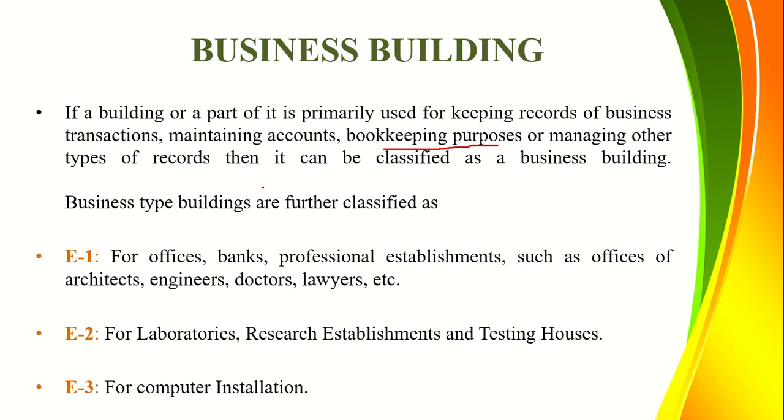Business buildings are again classified into three categories: E1, E2, E3. In E1, all offices and banks will come. In E2, laboratories, research establishments and testing houses will come. In E3, all computer related activities, computer installed places will come.